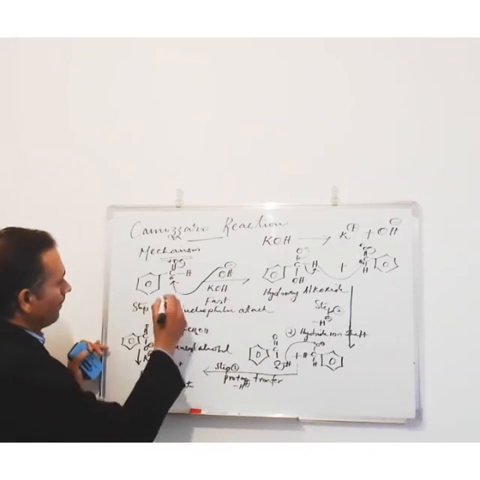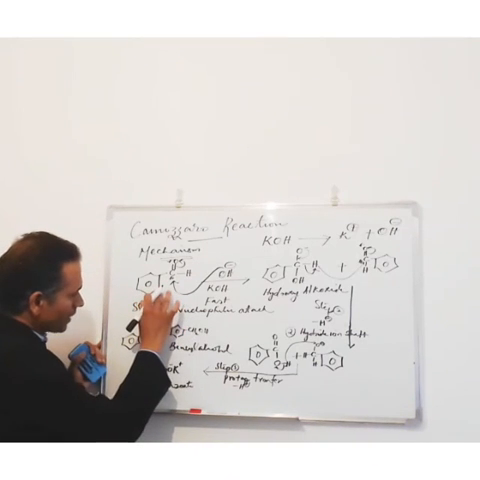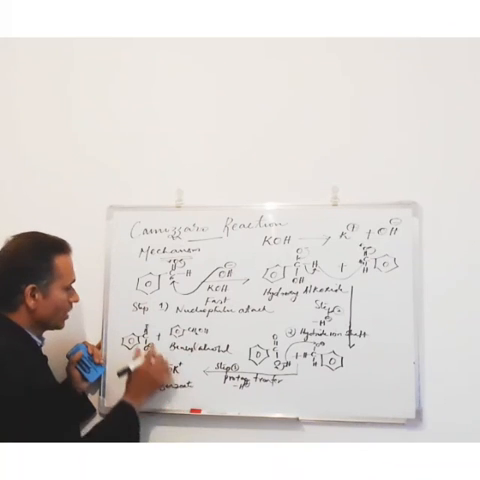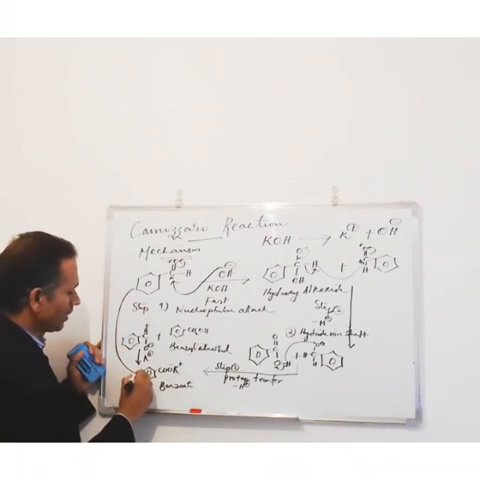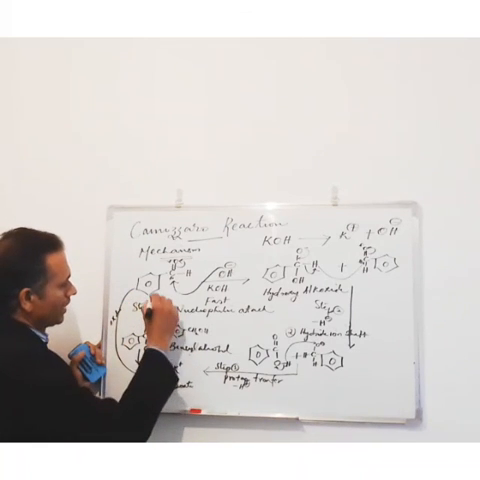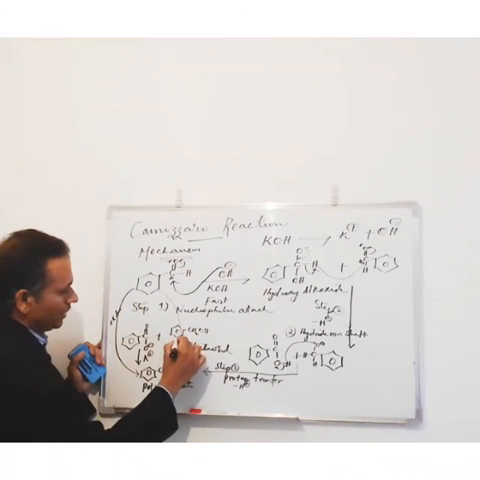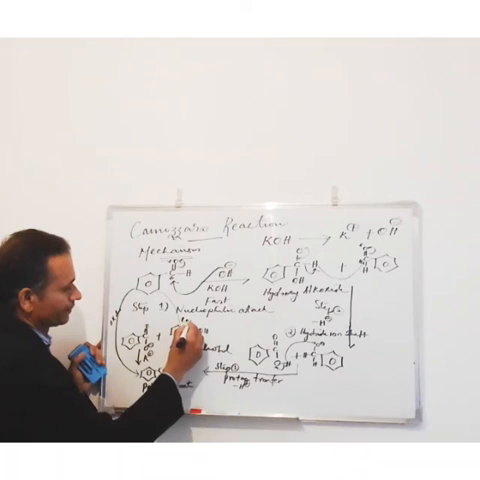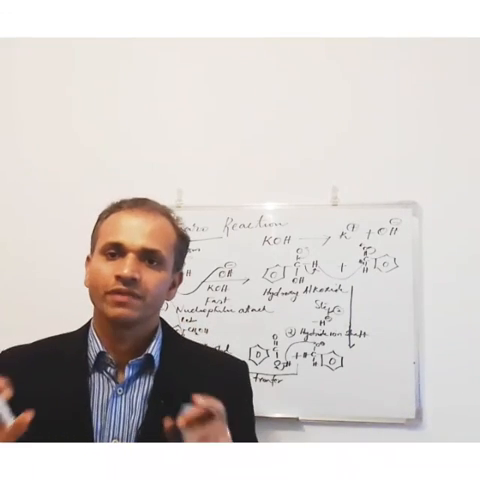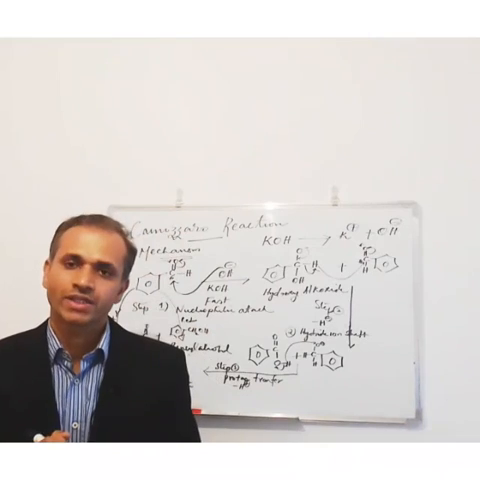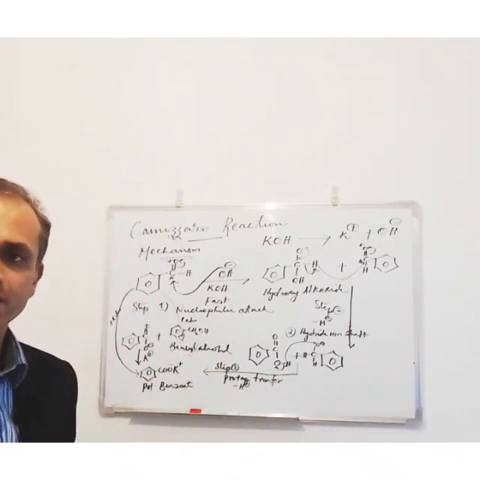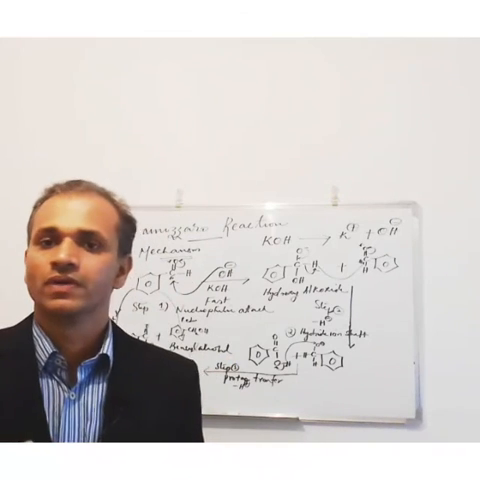So here this benzaldehyde gets oxidized into the potassium salt of benzoate. This step is called oxidation, and here is called reduction. So in the same reaction we can see both oxidation and reduction. So it's called a redox reaction, and this named reaction is called the Cannizzaro redox reaction.